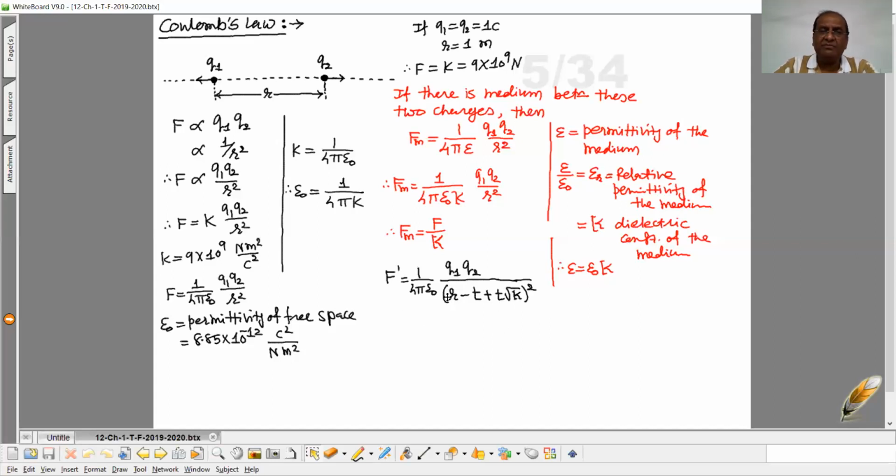This equation is important for entrance examinations. You have to remember it. That is not in your text. Okay, so this one is Coulomb's law. Clear to all of you?